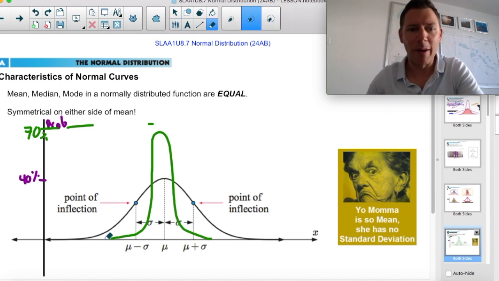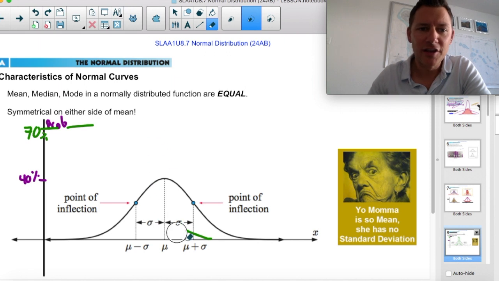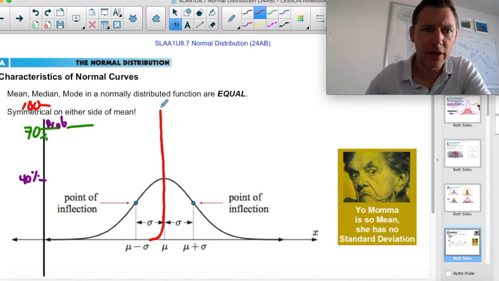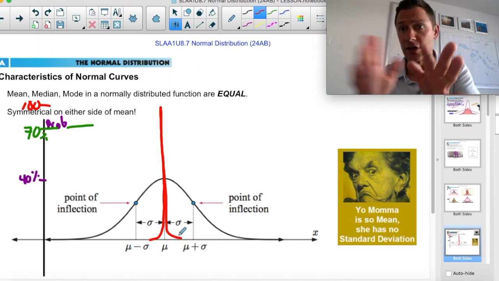And this joke, yo mama so mean, she got no standard deviation, means that if there were a mean, your mother would be so mean that 100% would be right there. She'd be 100% of the people would be right there, and no fluctuation outside.